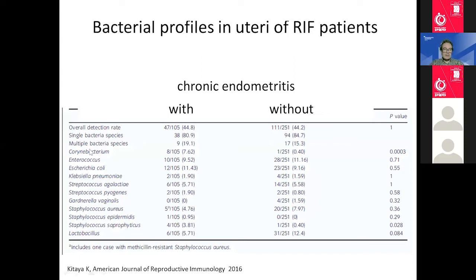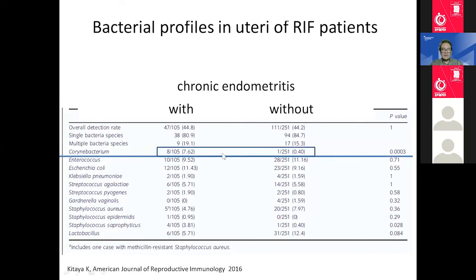Here they have analyzed a lot of different bacteria in patients with and without chronic endometritis, and they found one single significant difference in Corynebacterium, which was elevated in patients with chronic endometritis, but this was only in 8 out of 105 analyzed cases, and this without chronic endometritis in 1 out of 251. So it's a very rare event. It's not sufficient to explain the chronic endometritis in general. And in the others, there's no big difference, nothing significant.